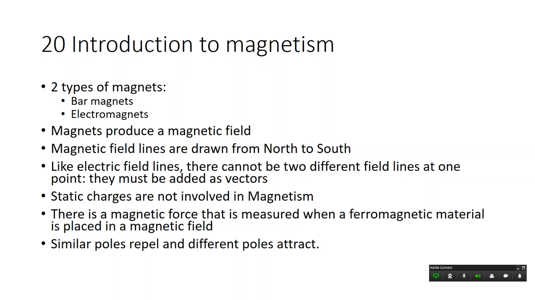Magnetic field lines. First of all, magnets produce magnetic field lines, whether they're bar magnets or electromagnets. They're always drawn from north to south. So how is it drawn for electric field lines again? How are electric field lines drawn? High to low potential. Yeah, that's correct. Or just positive charge to negative charge. And so magnetic field lines have a similar kind of thing. They go from north to south.